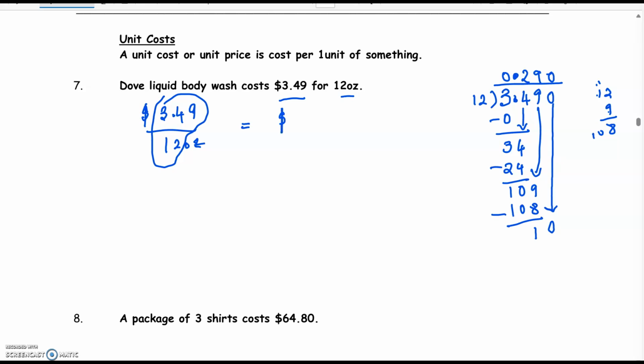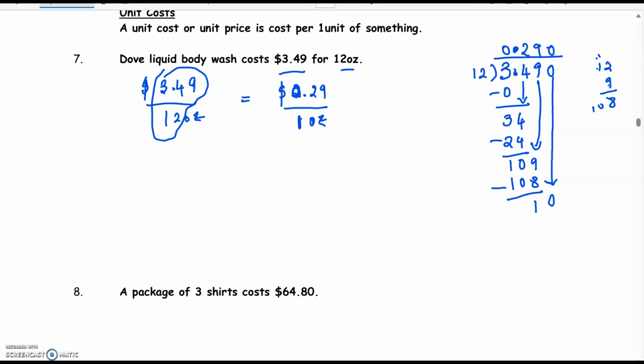We could round it to 2 decimal place values because it's money. So it's 0.29, which is 29 cents per 1 ounce, because the 12, that is the divisor, and 3.49, the dividend, gives us 0.29. These two together give us a 0.29. So the denominator becomes a 1 ounce. So our unit cost is $0.29 per ounce. Per ounce just means per 1 ounce.